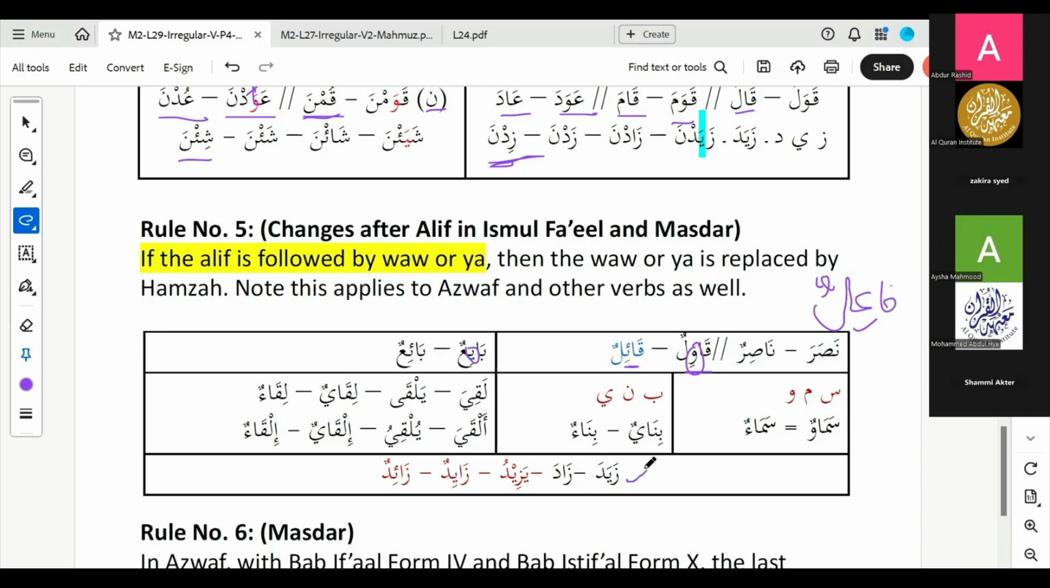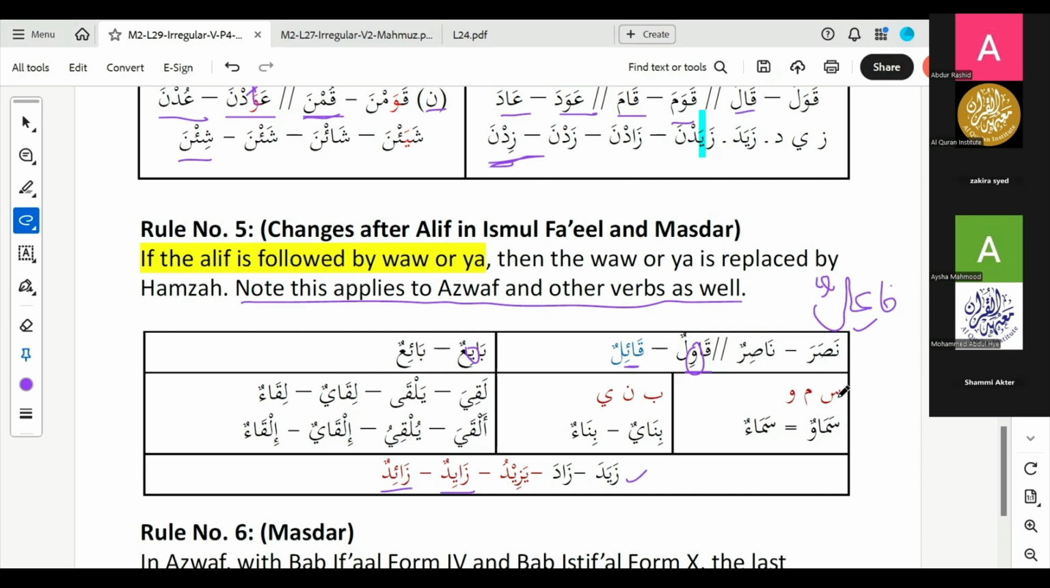One more example, zayada, zada, yazidu, fa'ilun. Based on the fa'ilun pattern, it is za'idun. Alif followed by ya, the ya will be replaced with hamza. It becomes za'idun. Here one more point is, this rule is not only for the ajwaf, it is also for the other verbs as well.